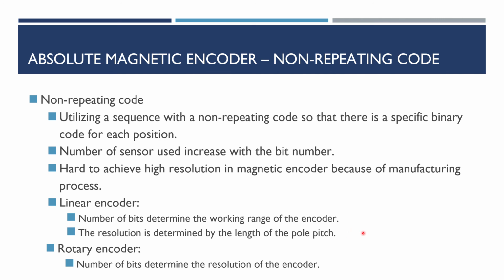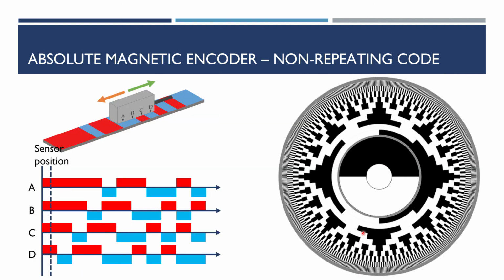For example, we have a 10-bit disk, so the disk is divided into 1024 parts. So the resolution now is 360 degrees divided by 1024. And the figure shown here is the absolute rotary encoder disk. The sensor array has to be located at each track on the disk. In this figure, it's a 10-bit disk, so we need 10 sensors to read this absolute encoder.